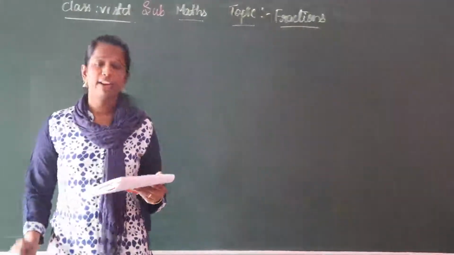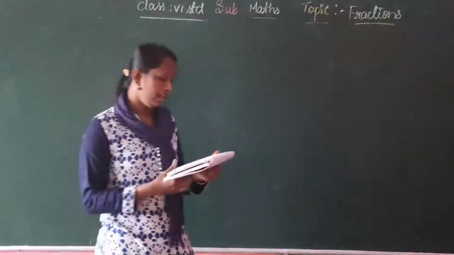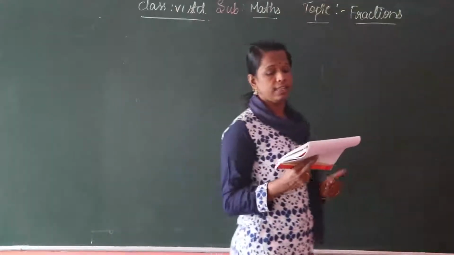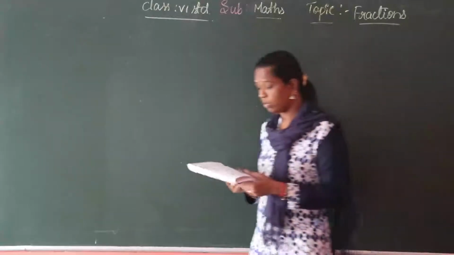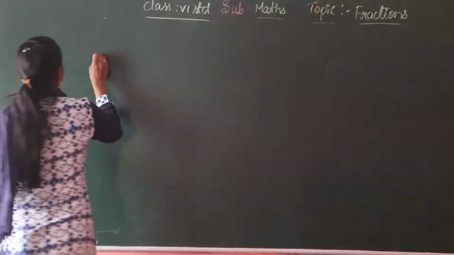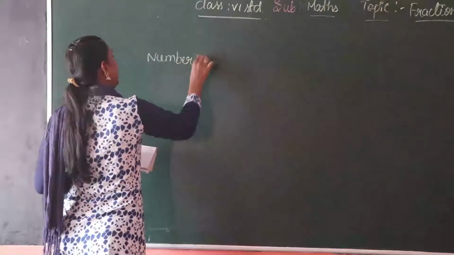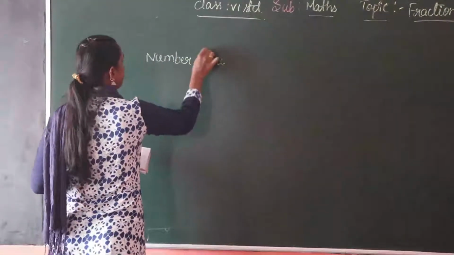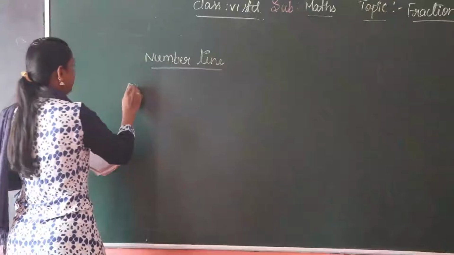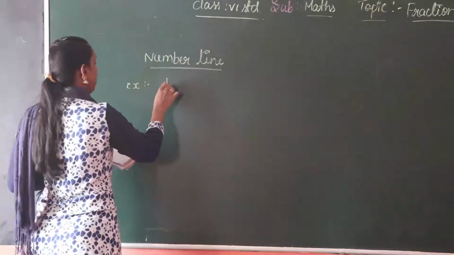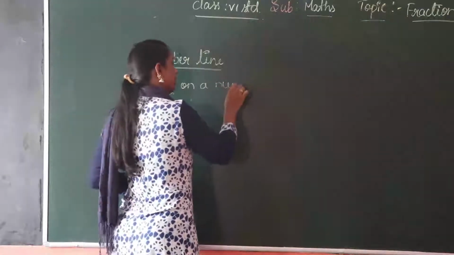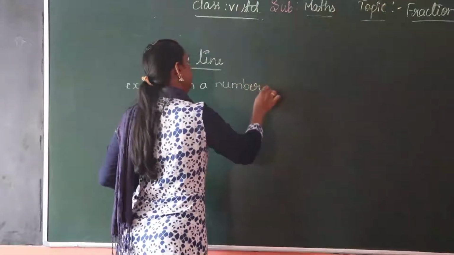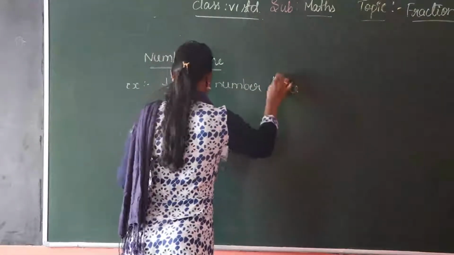Fraction on a number line. Every fraction has a point associated with it on the number line. So here we can take a fraction. Let us see how to write a fraction on a number line. Example, represent half on a number line.